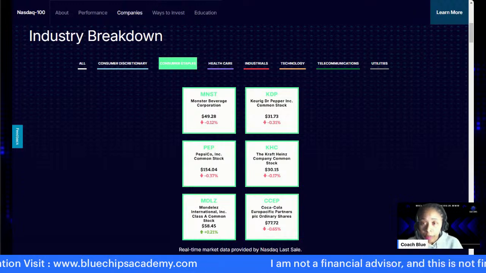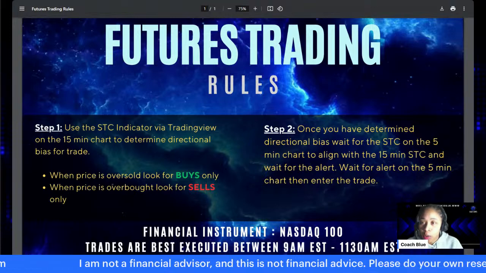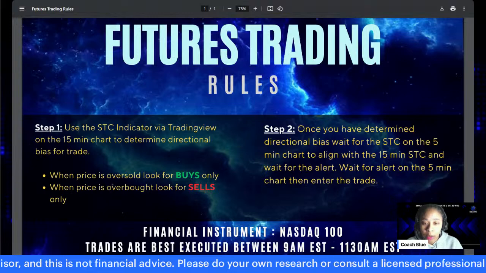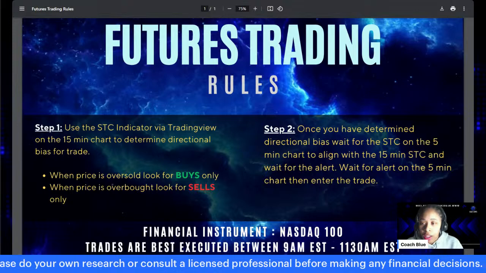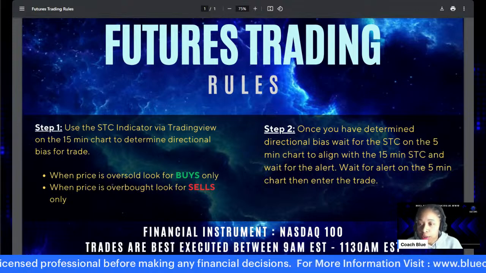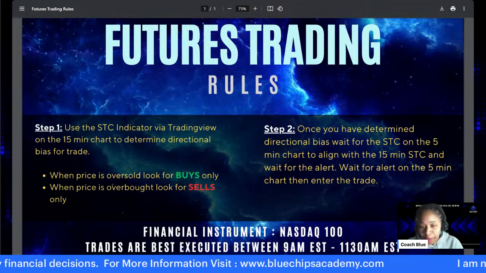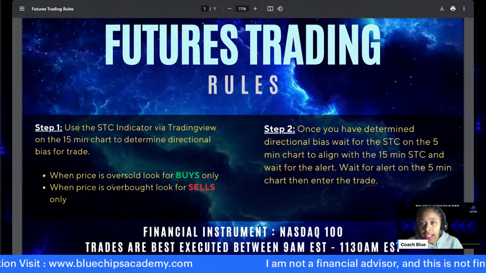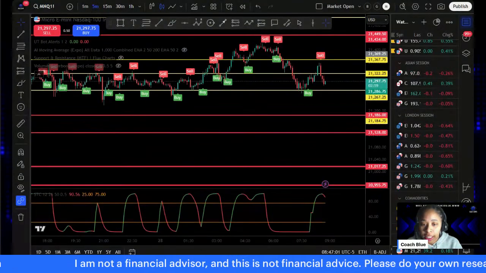Okay, so I'm going to get right into our rules. These are the rules that we use when we're trading. The first step is to use the STC indicator via TradingView on the 15-minute chart to determine directional bias for the trade. Okay, so what that looks like is this here. Let me go back. Let's go to the charts for 1 second.